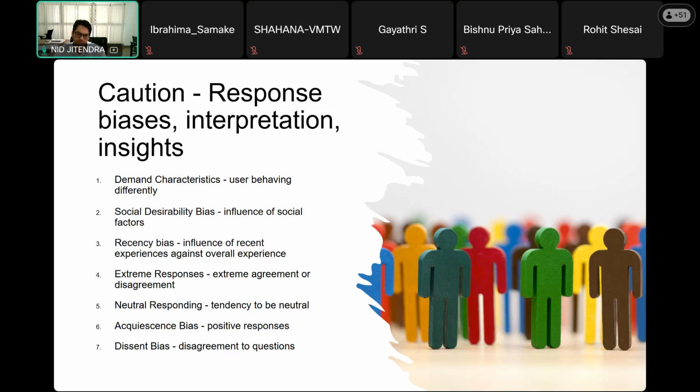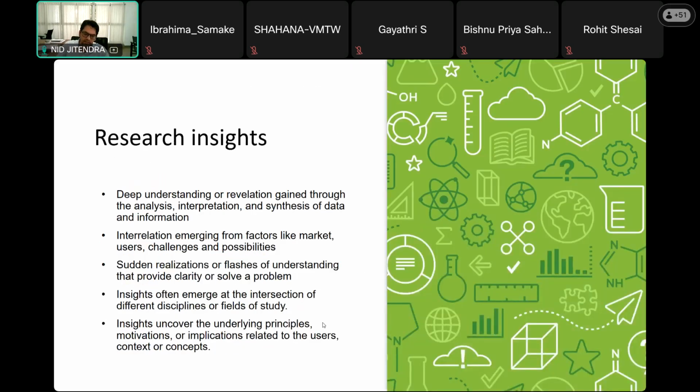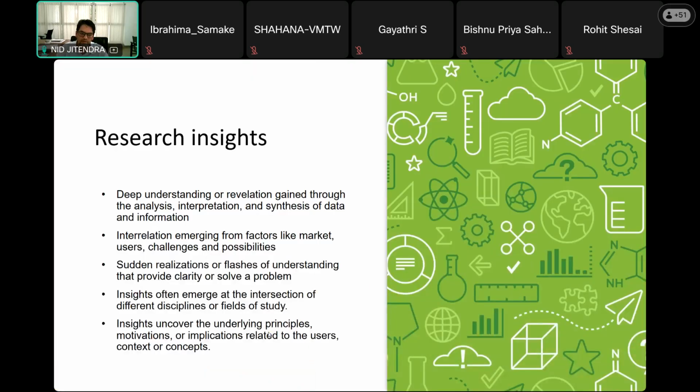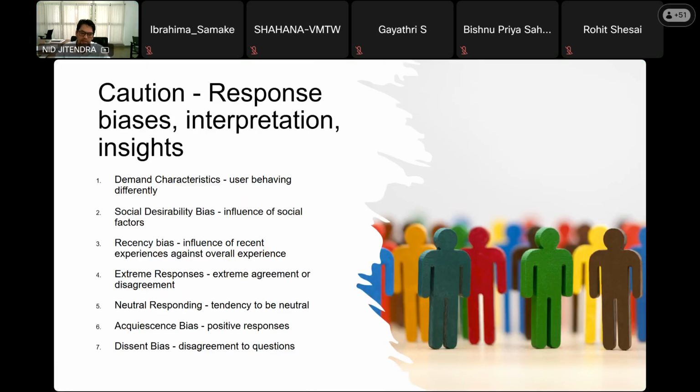Acquiescence bias is always positive responses. You always want to try to be positive, so you feel that, okay, negative responses will not be good for somebody. Dissent bias is basically disagreement with the questions. If you are not liking the question, if you're finding it not right, then you will always say, okay, no, I don't agree to this. I will not go by this. I'll not take this or something.